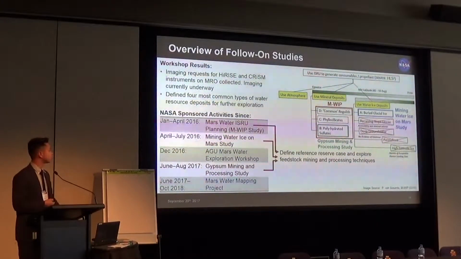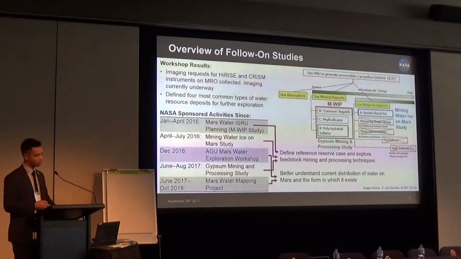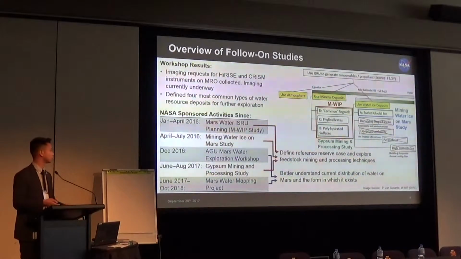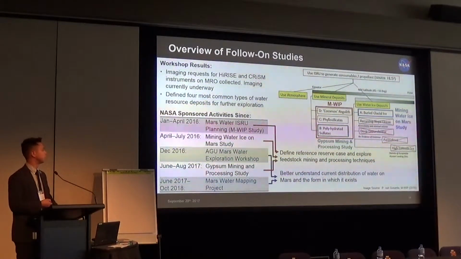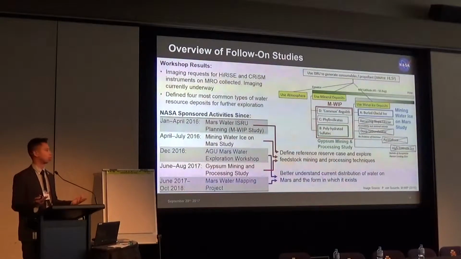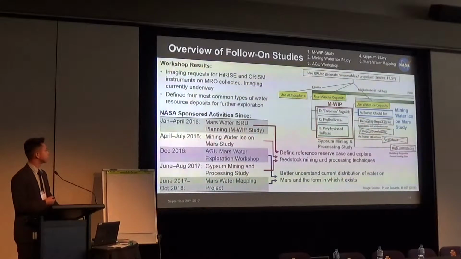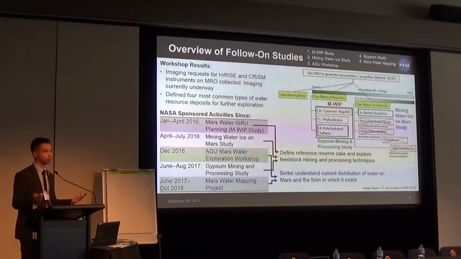So for the ones in red, essentially, the objectives are to define a reference reserve case for each of the different types of feedstocks and start to look at how you might process these. And the ones in blue are essentially you're processing existing data products and trying to get a better understanding of the current distribution of water in all its forms on Mars. I've just listed these up here. In the next couple of slides, I'll highlight whichever study I'll be referring to so you can track what I'm talking about.